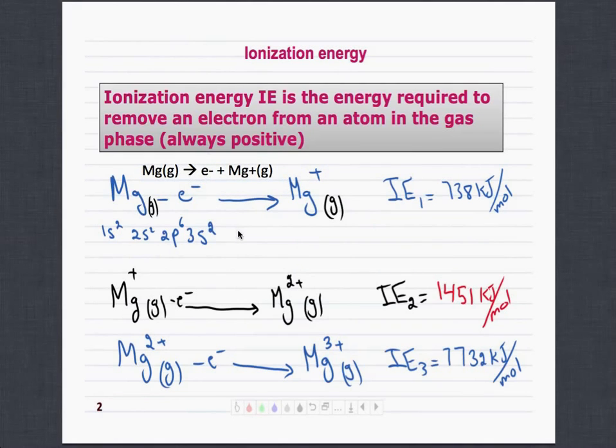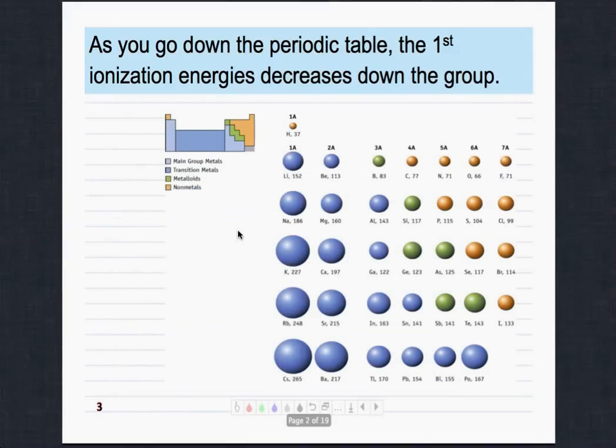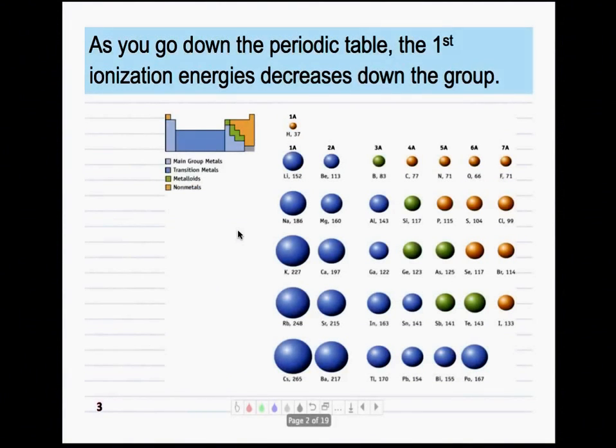Now our second step is to see, is there a trend? Because we learned for radius that the radius increases as I go down the same group, and it decreases as I go in the same period from left to right. So we're going to see, is there a trend for the ionization energy in the periodic table? So here we go.